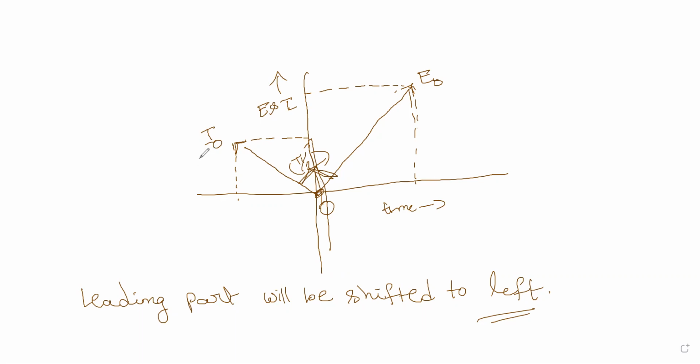Always remember, the I vector is smaller than the E naught vector. You draw in such a way that these two lines are like that. And now the leading part, I naught is leading and E naught is coming afterwards. The leading parts are always shifted towards left. If you remember this, you can draw this phasor diagram.